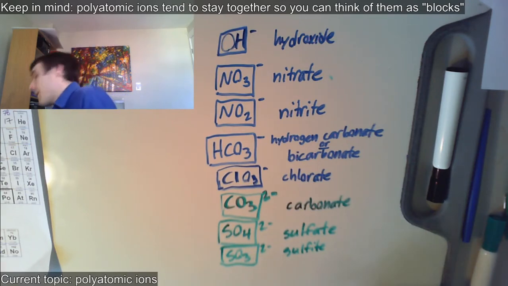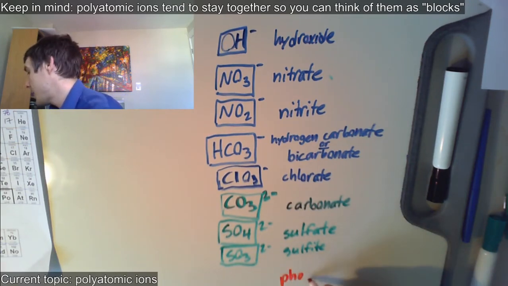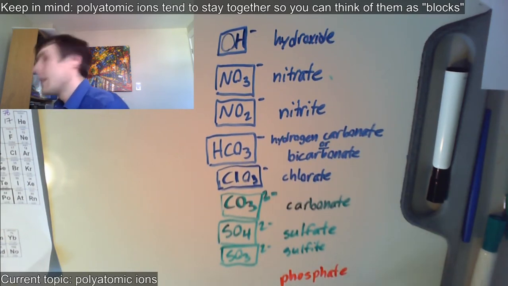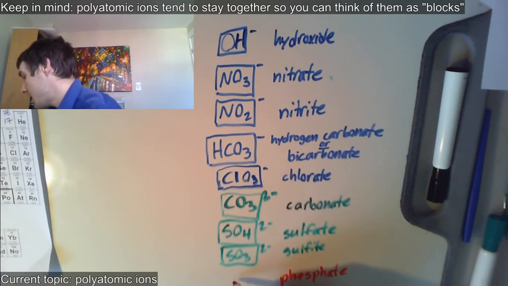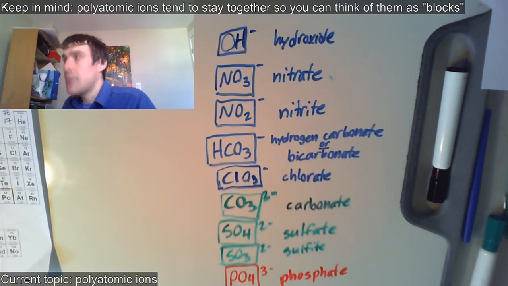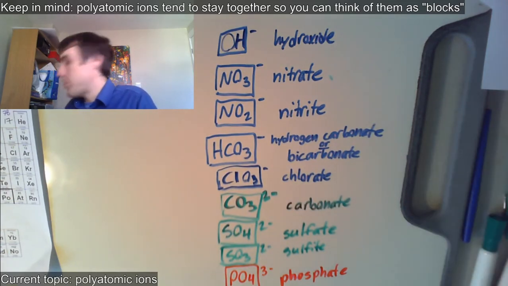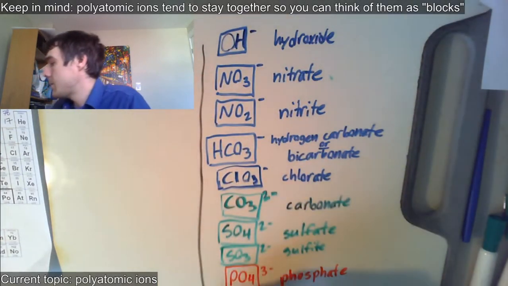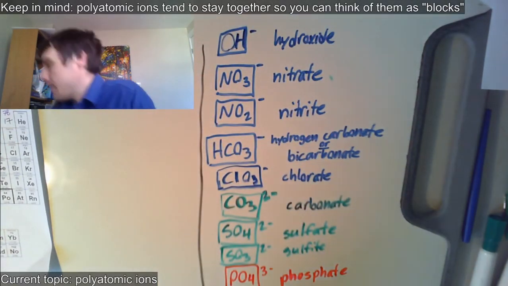and that is phosphate. Phosphate. You might have heard of this stuff in terms of fertilizer. Phosphate is one of the big components of fertilizer, and it is PO4, 4 oxygens, 3 minus, PO4, 3 minus. So those are the ones that I want you to know in terms of the negative polyatomic ions. And then there are two that are positive. So these are the negative ones in order of charge. And there are two positive ones.